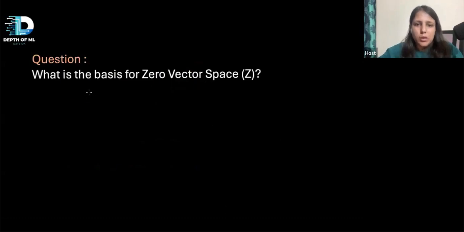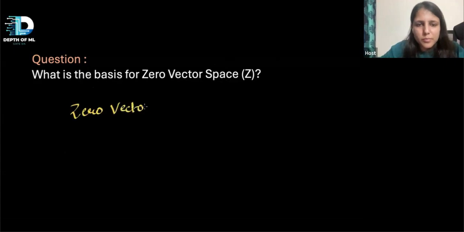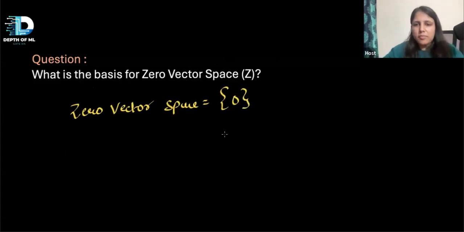Now tell me, what is the basis for the zero vector space? What is the span of the zero vector space? I wanted to ask what is the basis of the zero vector space. What spans zero? So what is the zero vector space? It is just this: I have the zero vector. Give me an intuitive answer. What can be the basis of the zero vector space?